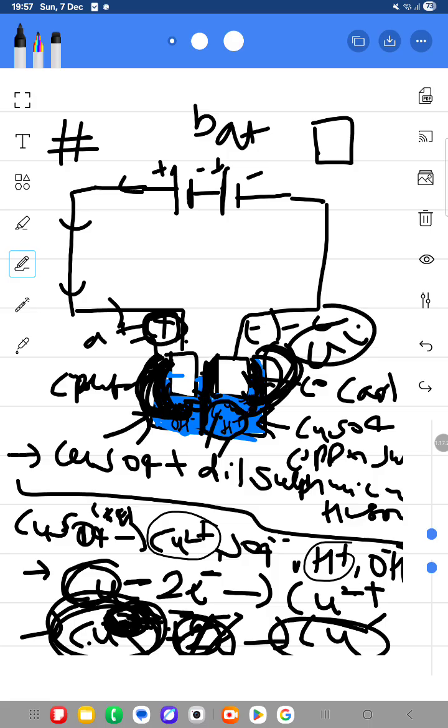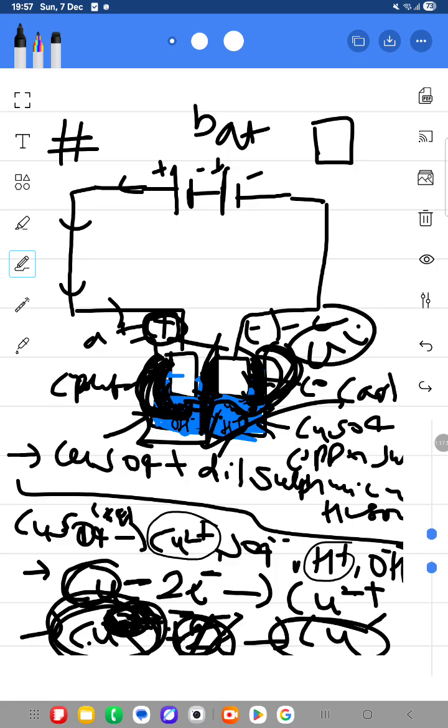Understanding the negative side is easy. When the solution breaks into ions, the positive Cu2 plus and H plus are attracted towards the negative side and will migrate upwards, but only Cu2 plus will get attached there, leaving a layer. The negative side is done. Now coming towards the positive side.